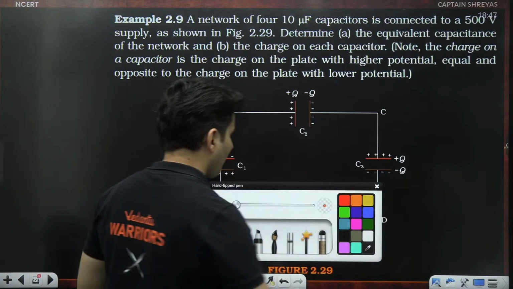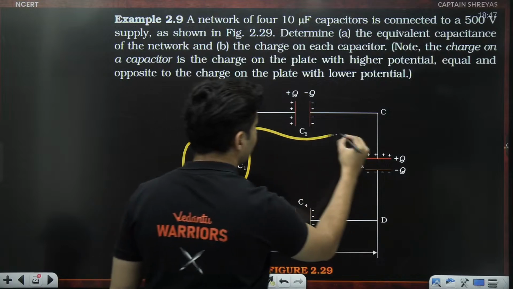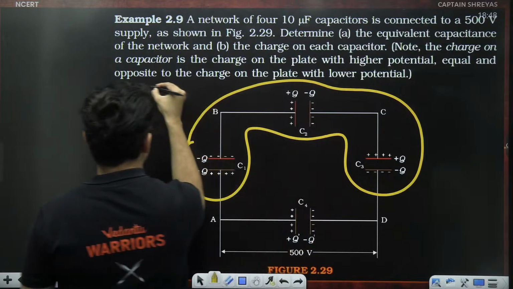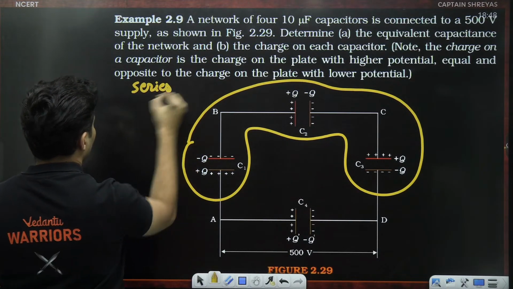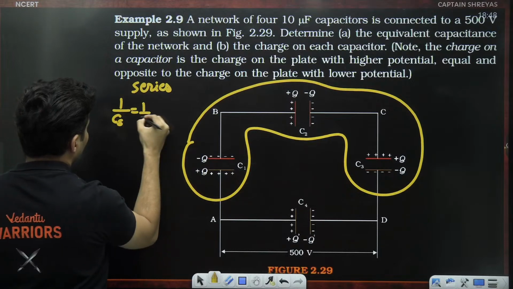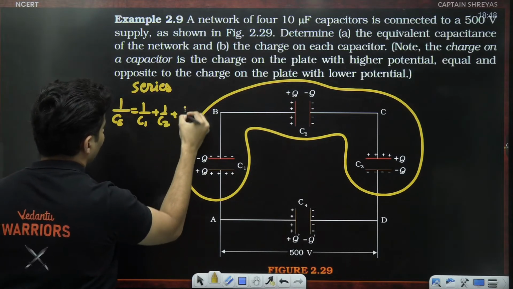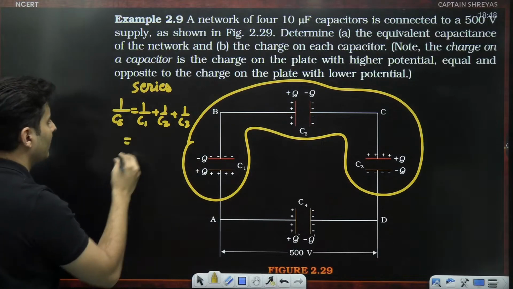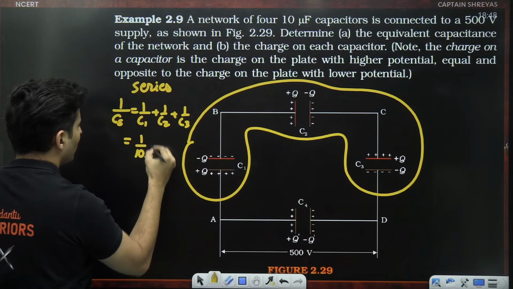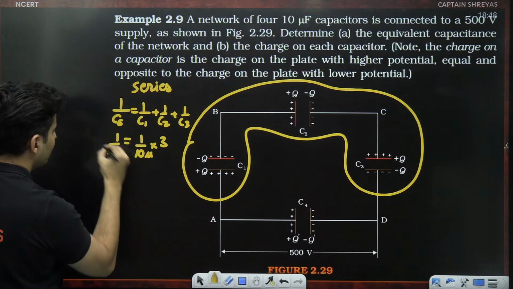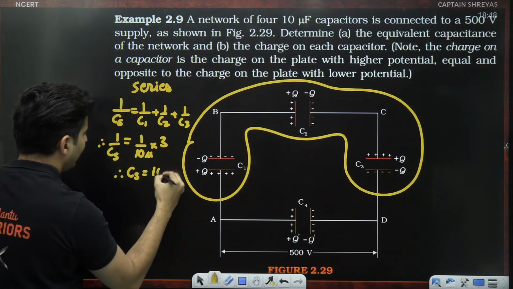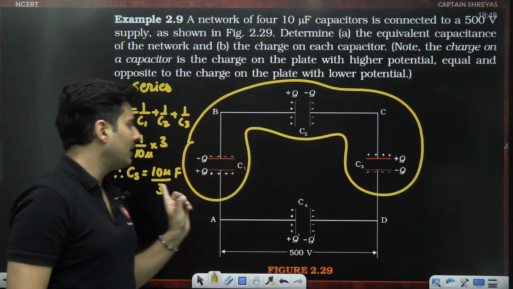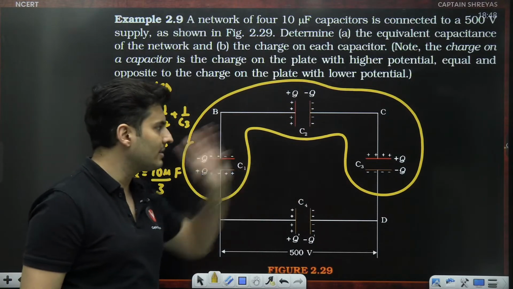Say for example, if you just consider these 3 capacitors, because they are in series, the equivalent combination will be 1 by C1 plus 1 by C2 plus 1 by C3, that is 1 by CS. What are the capacitors? Everything is 10. So 1 by 10 micro, three times, that is 1 by CS. Therefore, CS is 10 micro by 3 farad. The effective combination is 10 by 3 microfarad for these 3 in series.